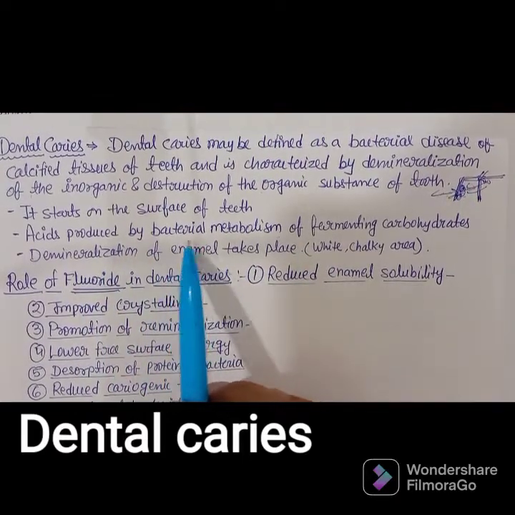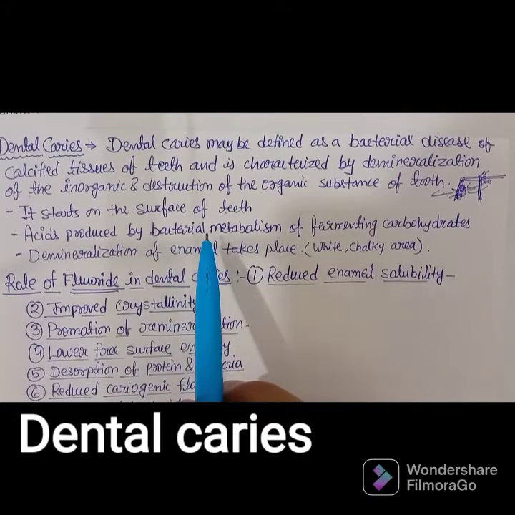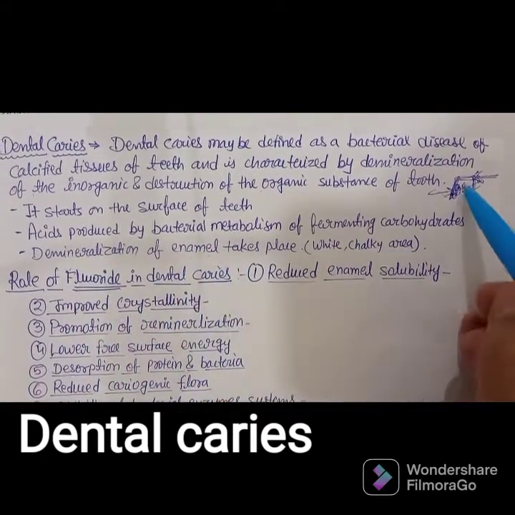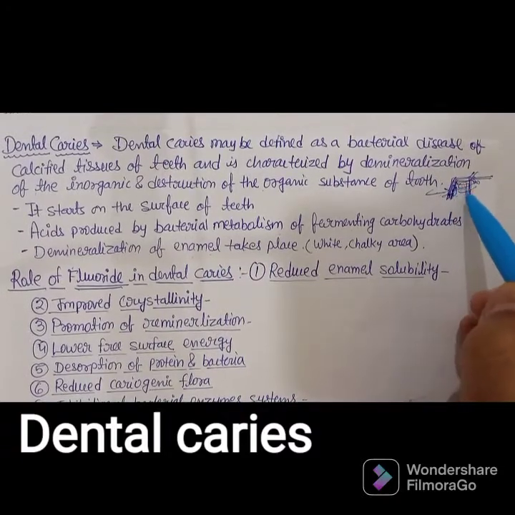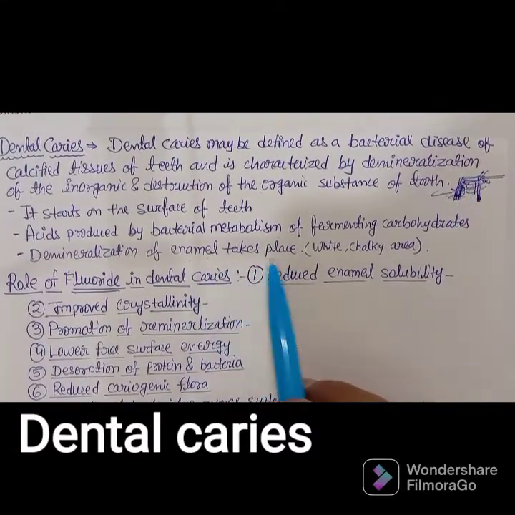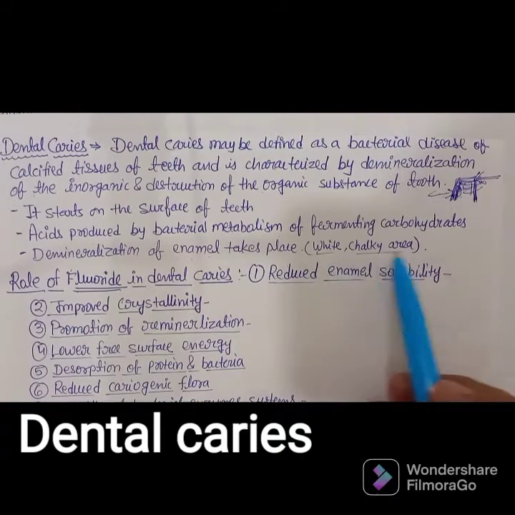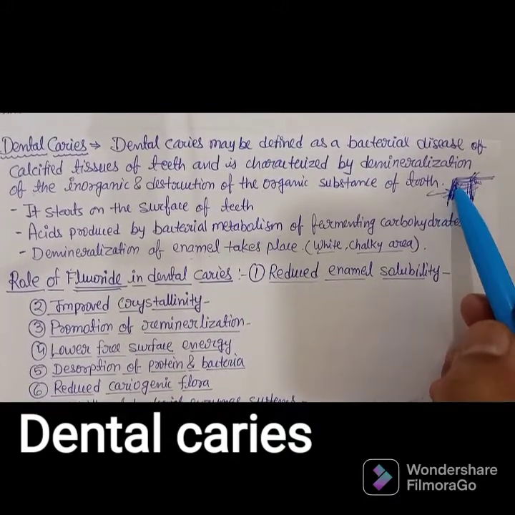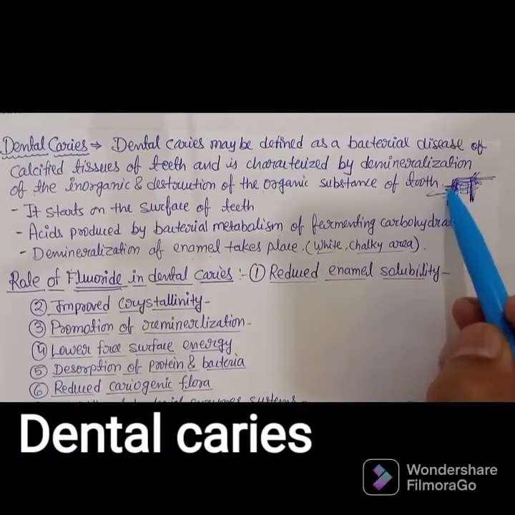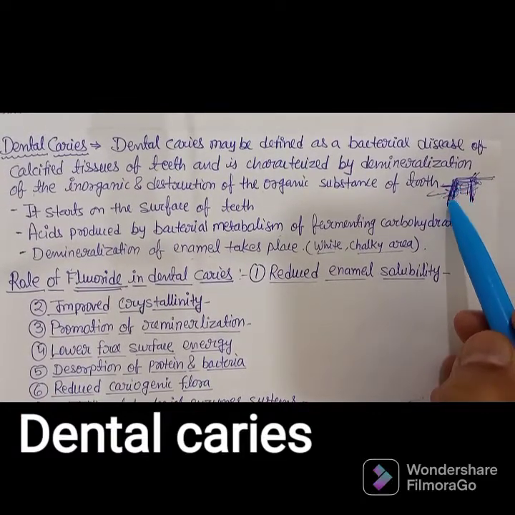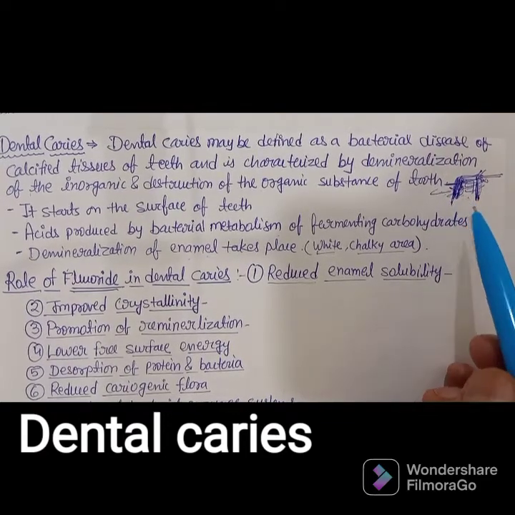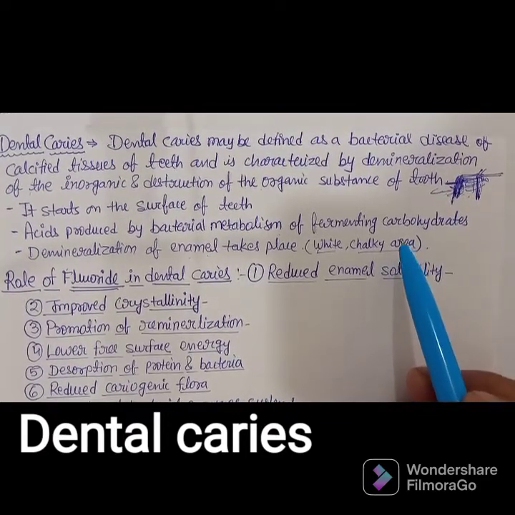So that's what the particular caries is going to create: demineralization of enamel, right? Enamel is the one layer of the teeth which we have seen in the anatomy. The white and chalky area, white area meaning how the teeth look white. In that white and chalky area, the demineralization is going to take place, and the thickness of the teeth is also going to reduce, right? So these things happen in dental caries, right?